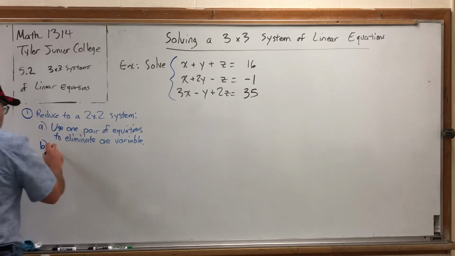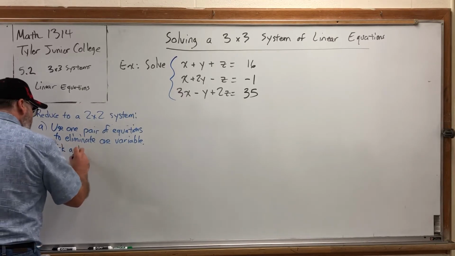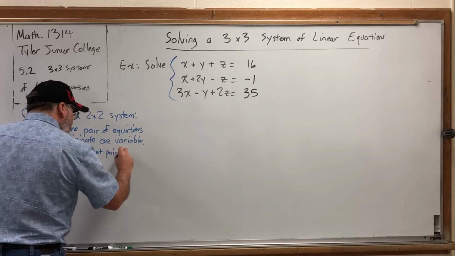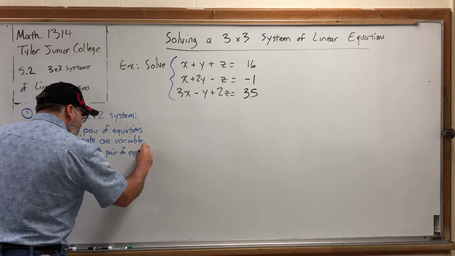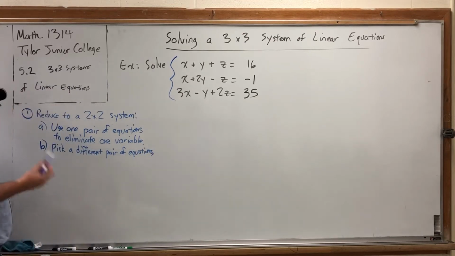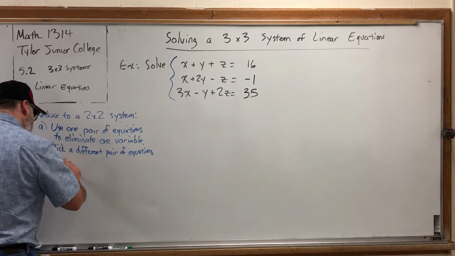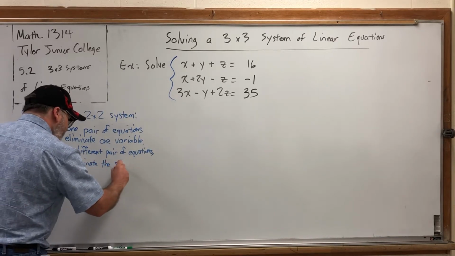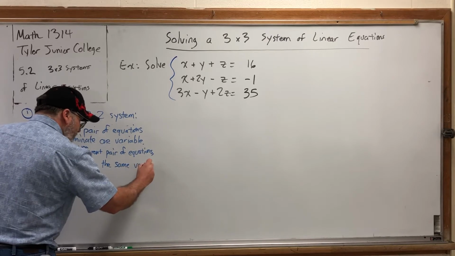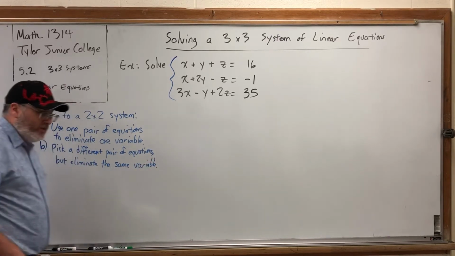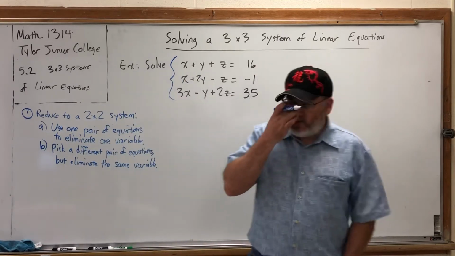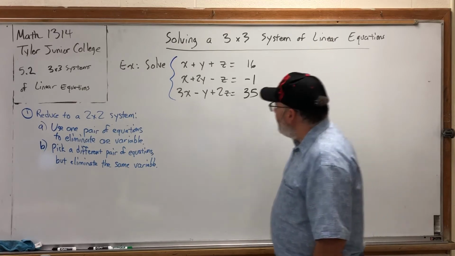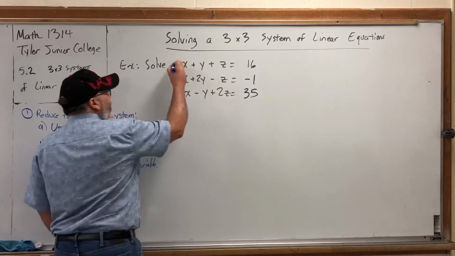Then B, pick a different pair of equations, but eliminate the same variable. So there's quite a bit of work right out the gate, but it's easy to describe what the plan of attack is. We need to pick two equations and get rid of the variable of our choice. Because there's going to be a lot of equations in this procedure, I'm going to number these equations 1, 2, and 3.